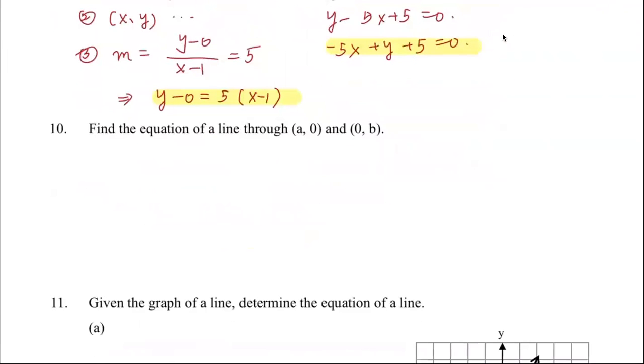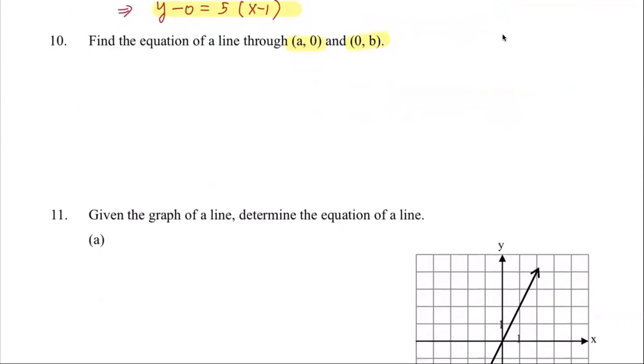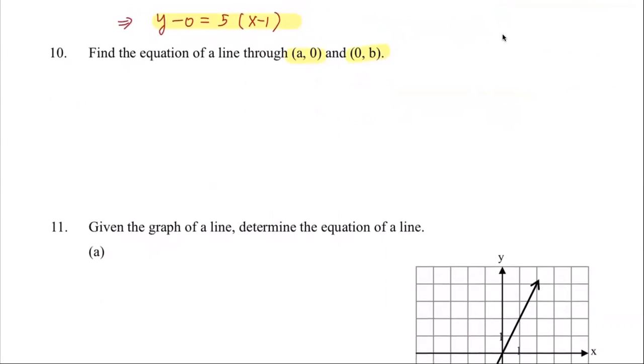10. Find the equation of a line through A, 0 and 0, B. So these 2 points are more of a general form, right? We don't know what A is, we don't know what B is, but as long as we know the coordinates of 2 points, we can find the equation of the straight line, right? Okay, so find the equation.